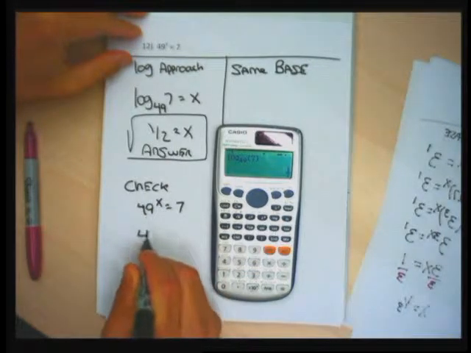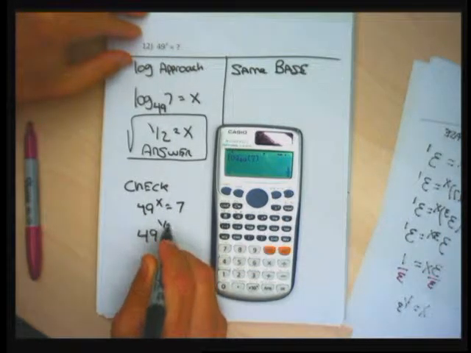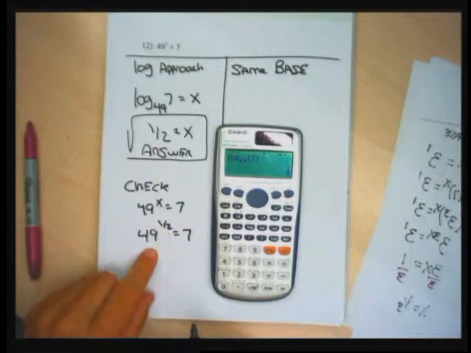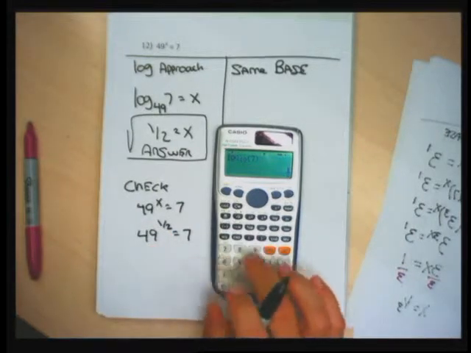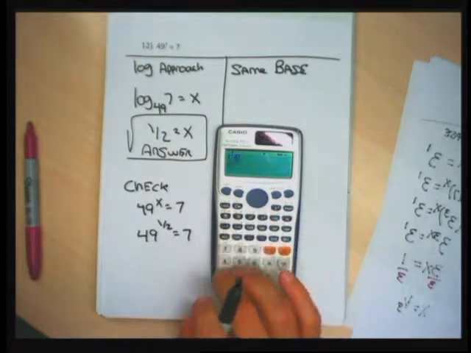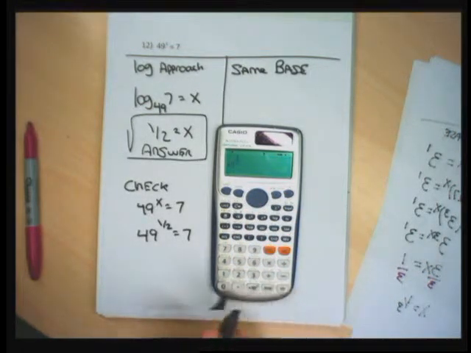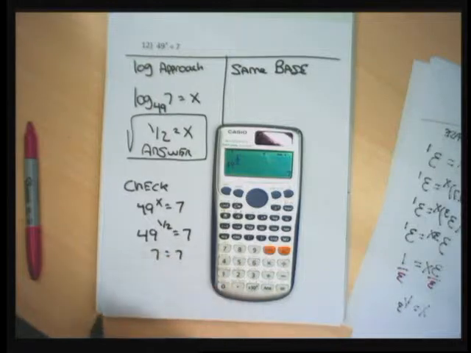1/2 power is the same as square root. So when I put 49 to the 1/2 equals to 7, I know that that checks already because 1/2 power is square root of 49 is 7. But I'll check it on my calculator because it's the way to go. So left side is 49 to the 1/2. When I simplify it, it comes out to be 7.